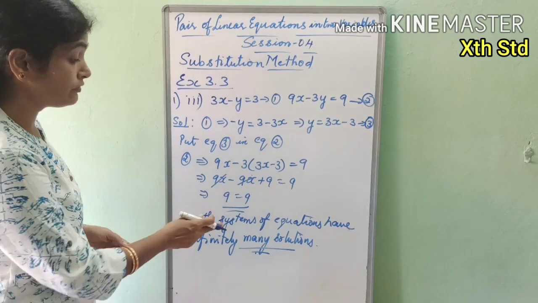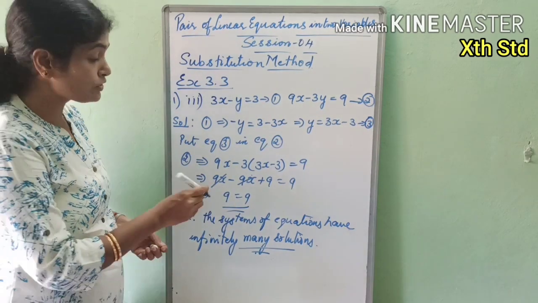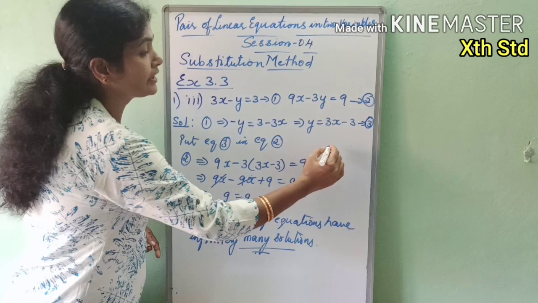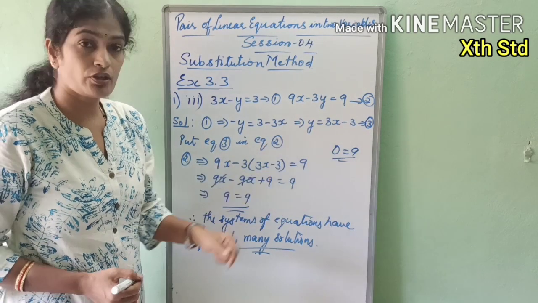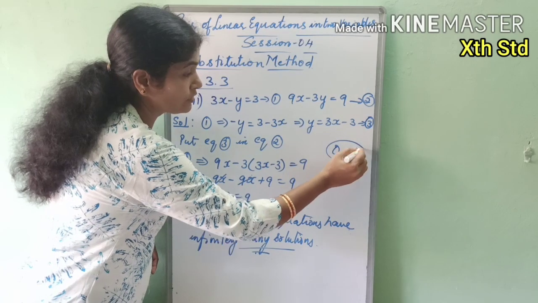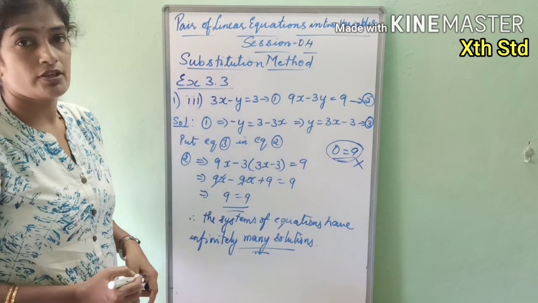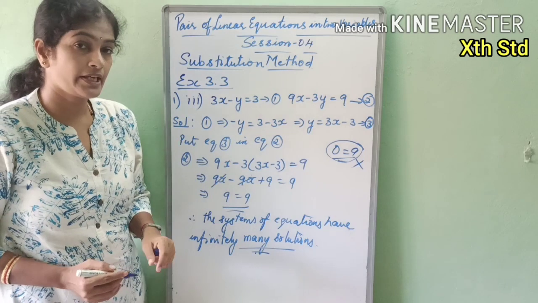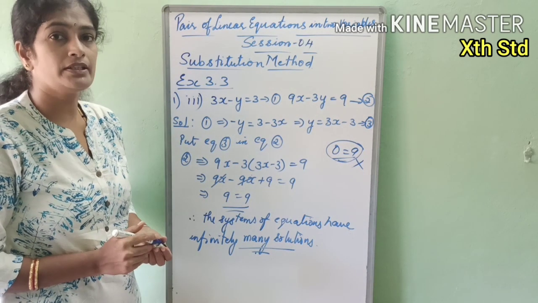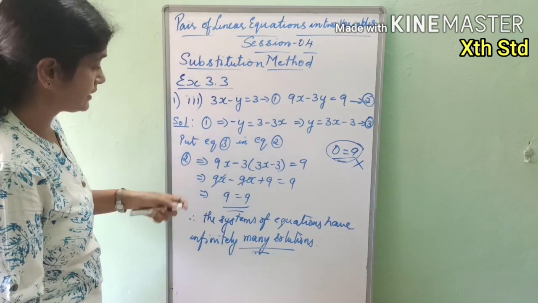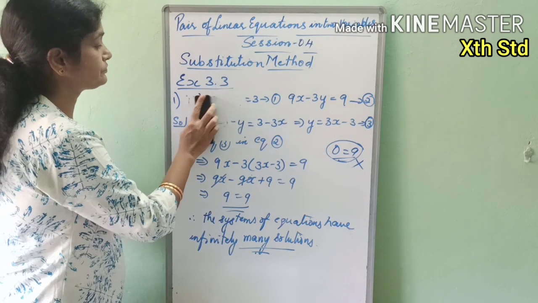Okay, when the statement is true. Suppose you get a false statement. Say suppose you get 0 is equal to 9. Suppose when you are solving some other problem, you get 0 equal to 9. When you say 0 equal to 9, this is a wrong statement. 0 is not equal to 9. Then we conclude that the system of equations does not have any common solution. Okay, like this. We'll move on to the next one.